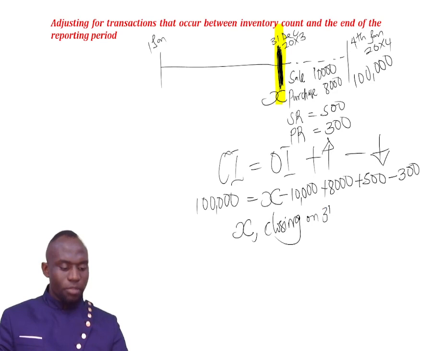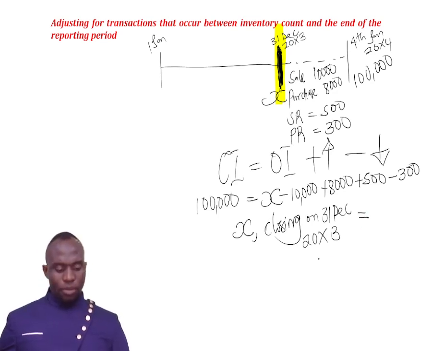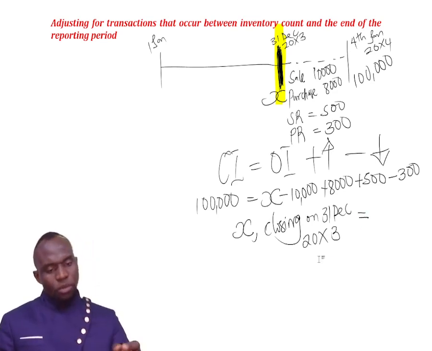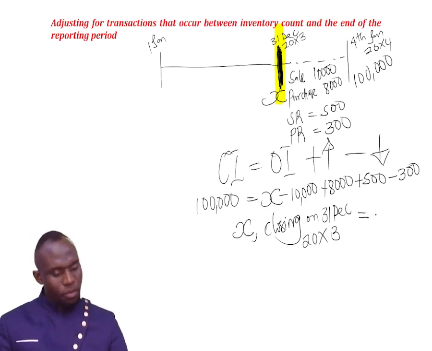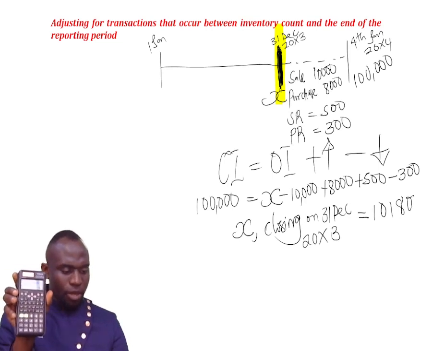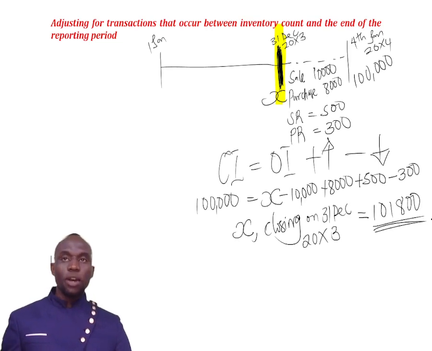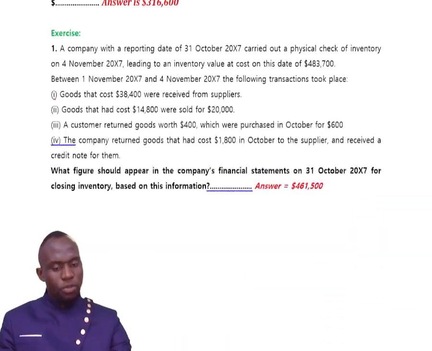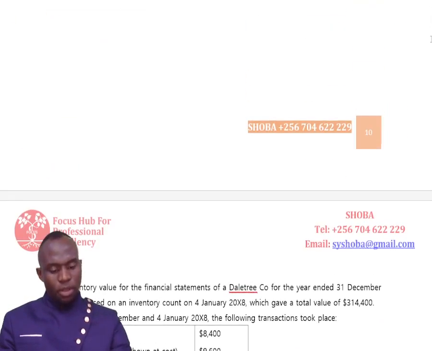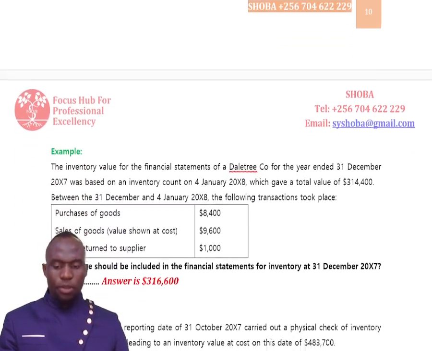And when we work out our X, which is the closing on 31st December 20x3, the answer we get is 101,800. So this would be the value of the closing inventory, or the inventory that was there on 31st December 20x3. So pause me and try out this question and see if you can get this answer.